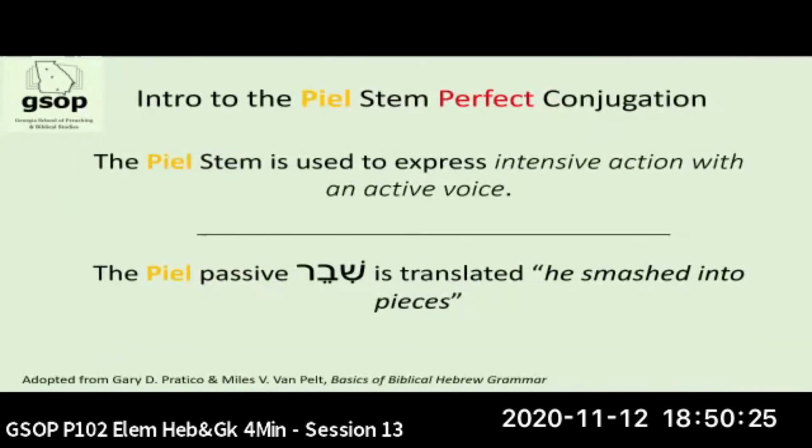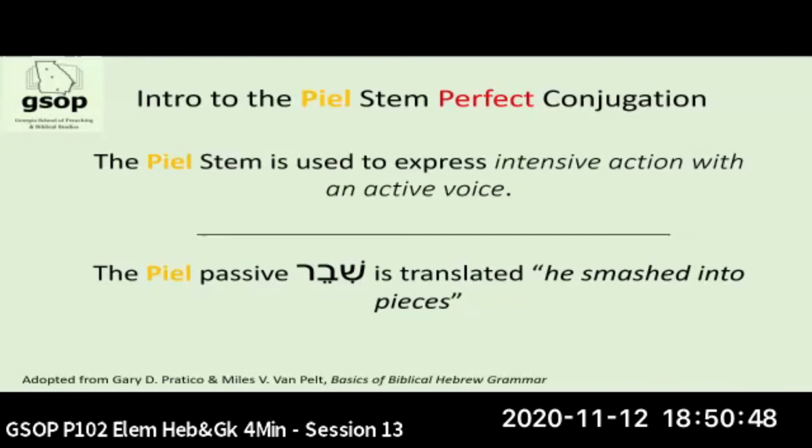But tonight I want to spend a little time on the two more verbal stems. That is the piel stem, and we'll look again at the perfect, and then we'll look at the imperfect. You see why I didn't do a whole lot more, because really this just keeps going and going and going. It's like the Energizer Bunny.